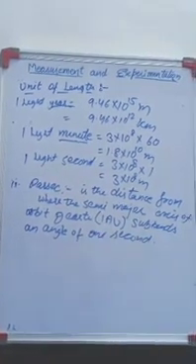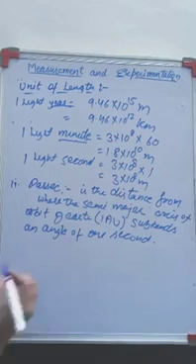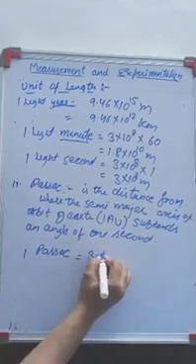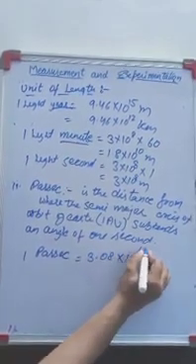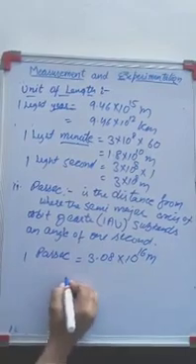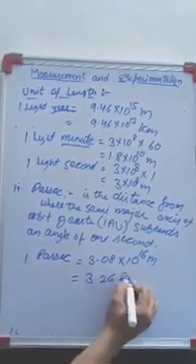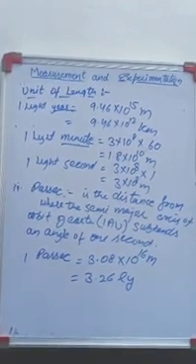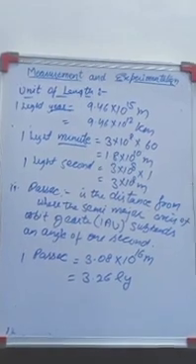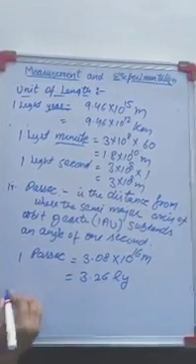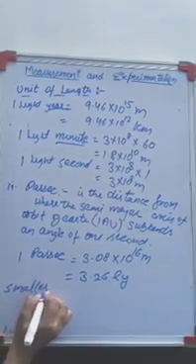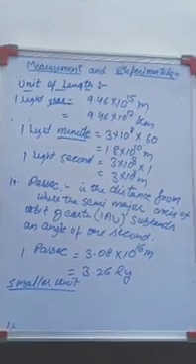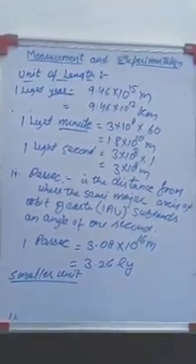And what is the relation between parsec and light year? So 1 parsec is equal to 3.08 into 10 power 16 meter. Another, you can say 3.26 light year, right? These are the larger units for the measurement of length, just to calculate the distance between two heavenly bodies or the stars or the sun and earth and all.